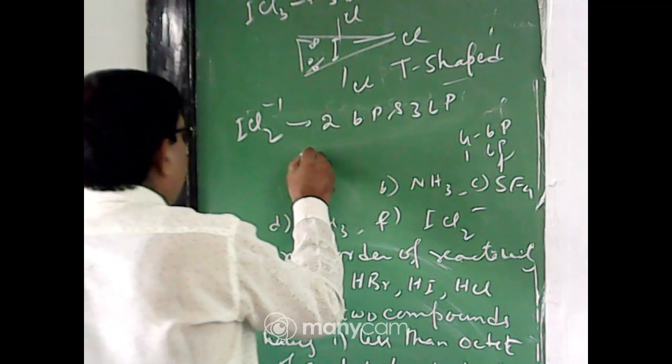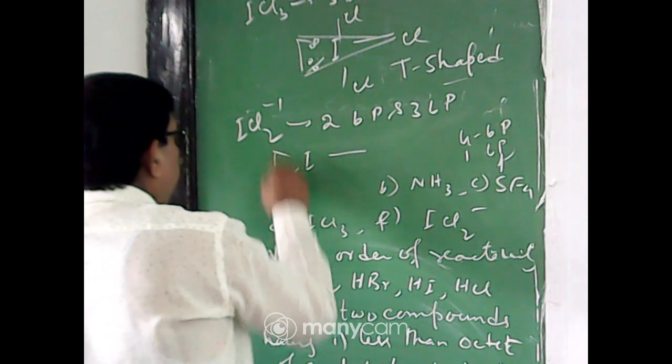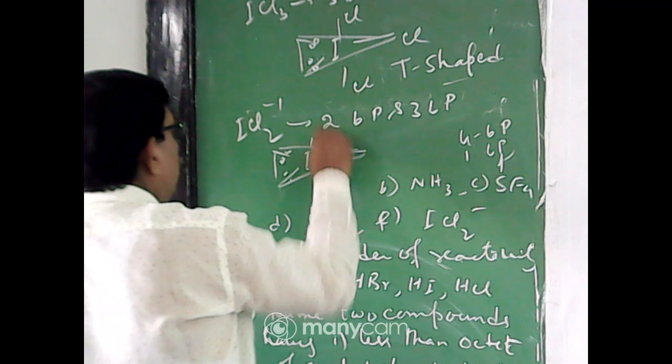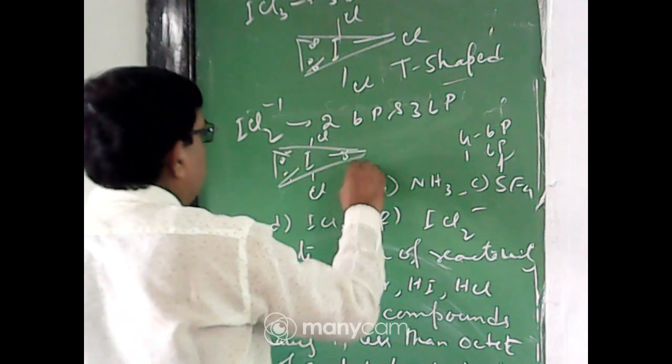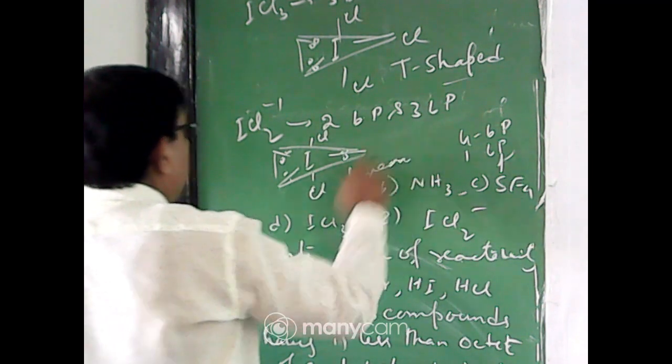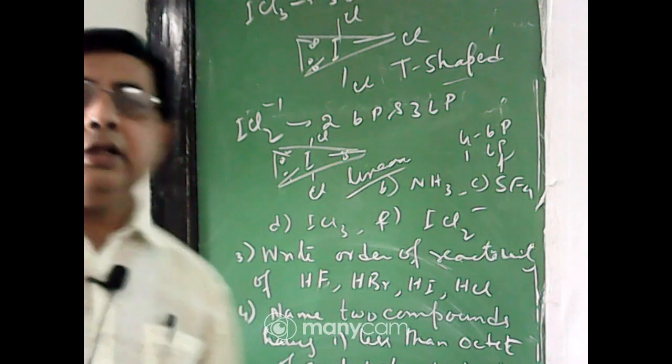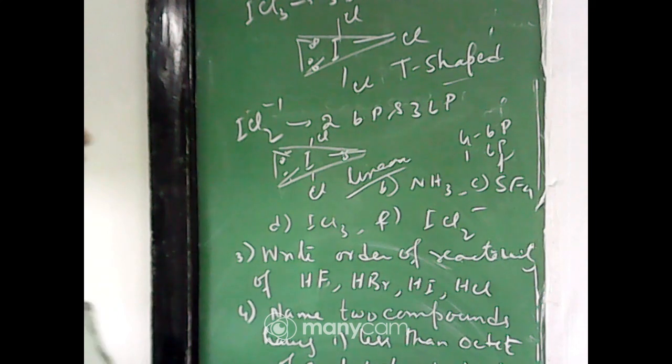So what will be the shape? Trigonal bipyramidal. In this shape all the lone pairs are in the equatorial positions, and here 1 Cl and here 1 Cl. This is called linear shape. So the shape will be linear due to the presence of 3 lone pairs. Okay.